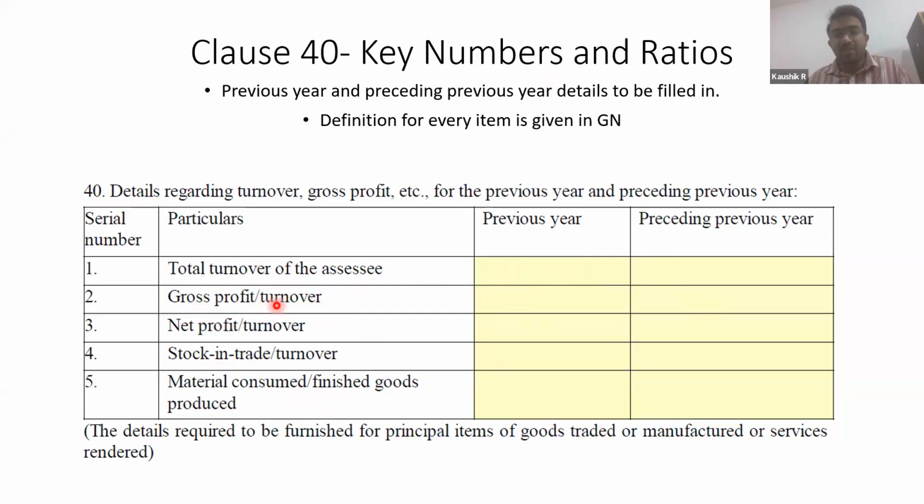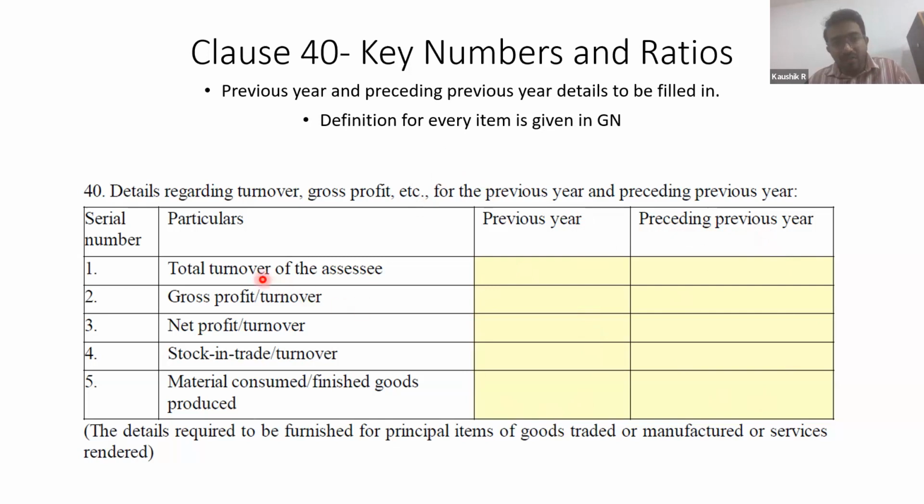This is the GP ratio. This is the net profit ratio. This is the inventory turnover ratio. This is the material consumed versus finished goods ratio. So they're asking us to fill in these ratios. And further, they're also asking us to fill in the previous year records here. Is it clear?